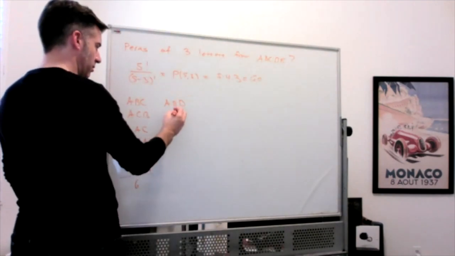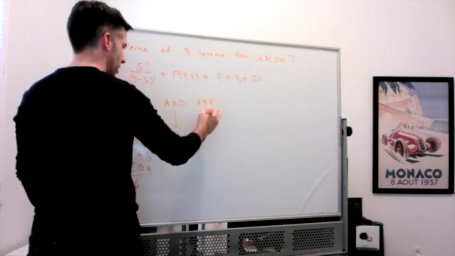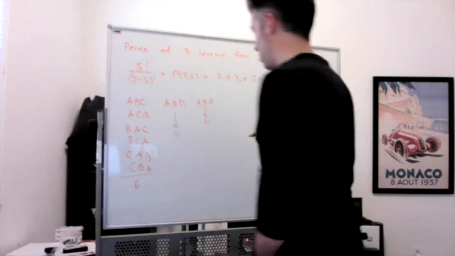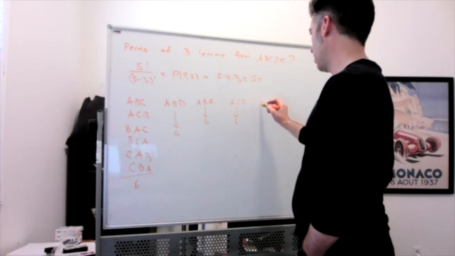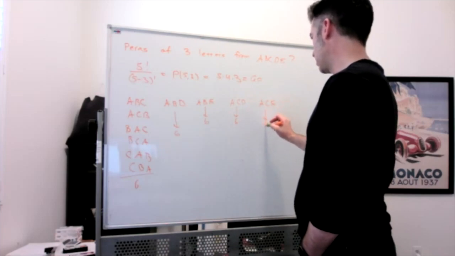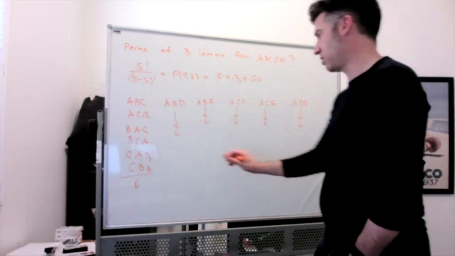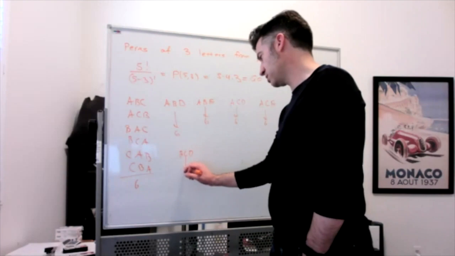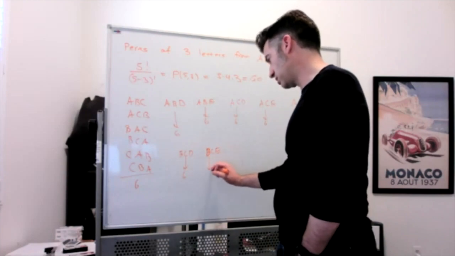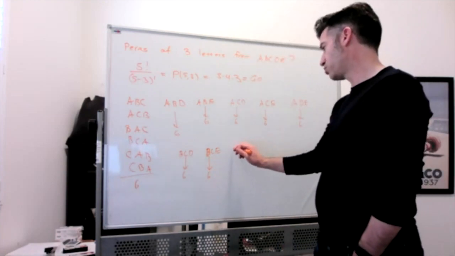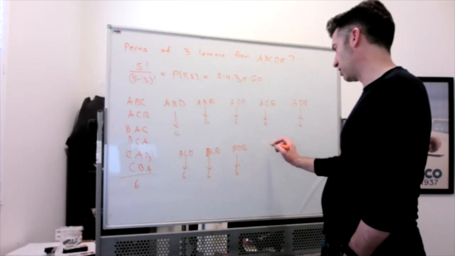So we could have ABD, and there are going to be 6 ways of doing that. Or we could have ABE, and there's 6 ways of doing that. Or you could have ACD, there's 6 ways of doing that. You could have ACE, 6 ways. You could have ADE, 6 ways. And then you could have BCD, 6 ways, BCE, 6 ways of ordering those, BDE, 6 ways of ordering those, and finally CDE.